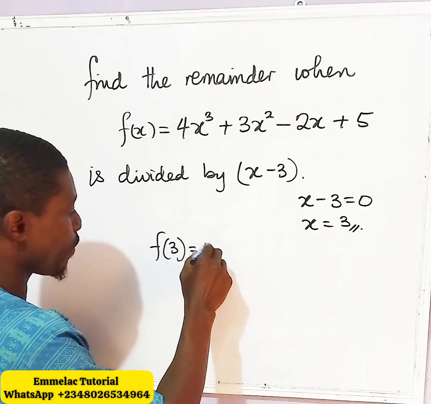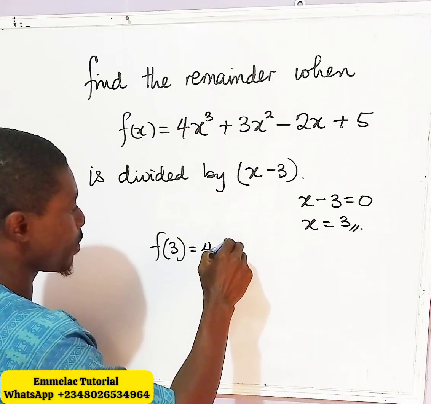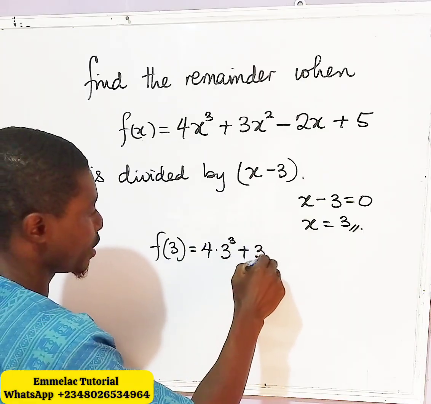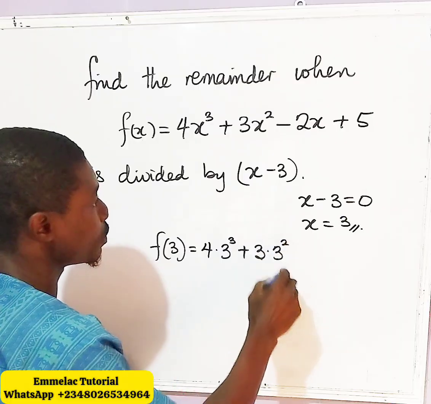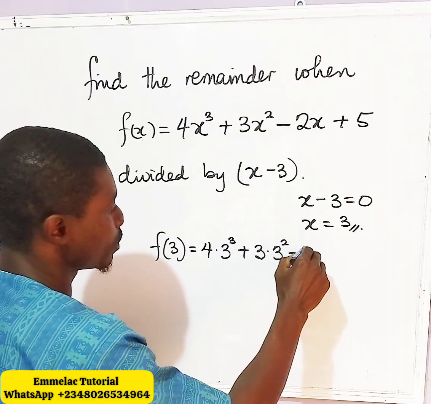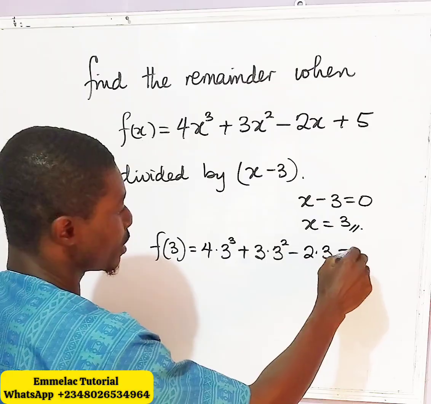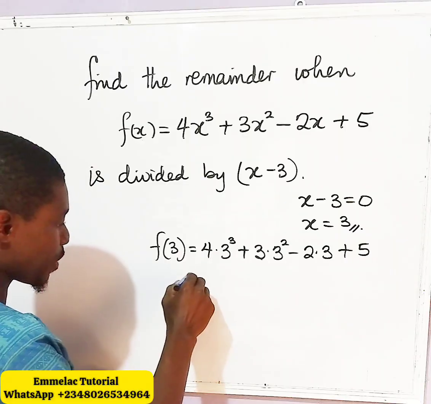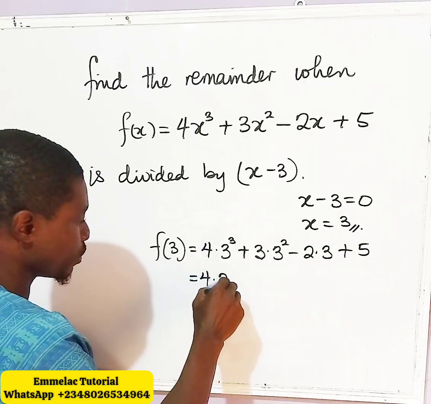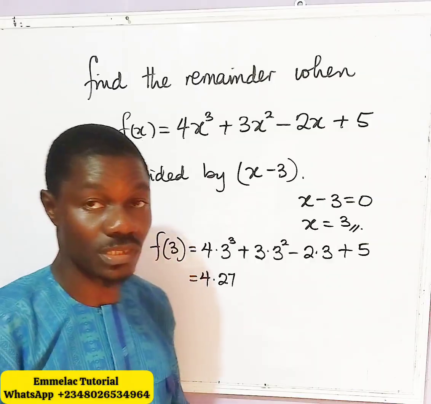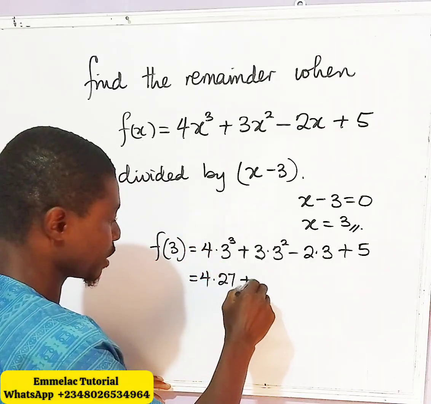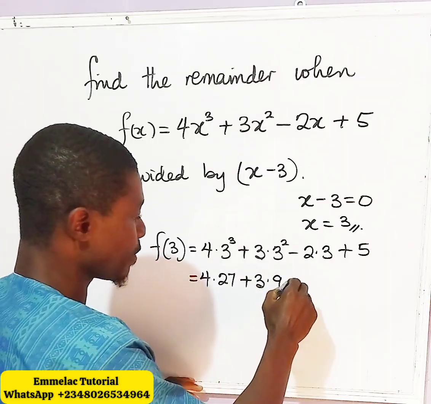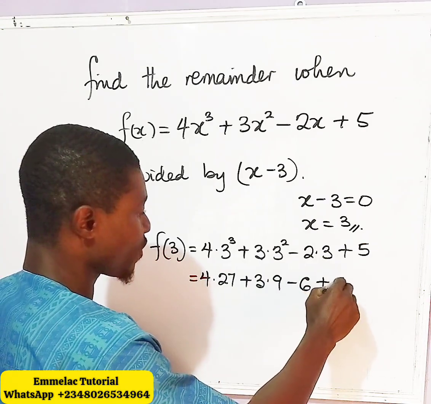So here we have 4 times 3 raised to the power of 3, plus 3 times 3 raised to the power of 2, minus 2 times 3, plus 5. Okay, so here we have 4 times 27, because 3 raised to 3 is 27, plus 3 times 9, because 3 raised to 2 is 9, then minus 6, then plus 5.